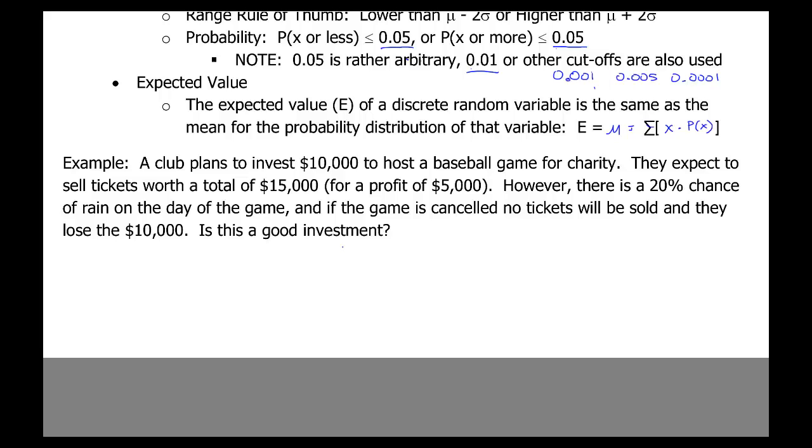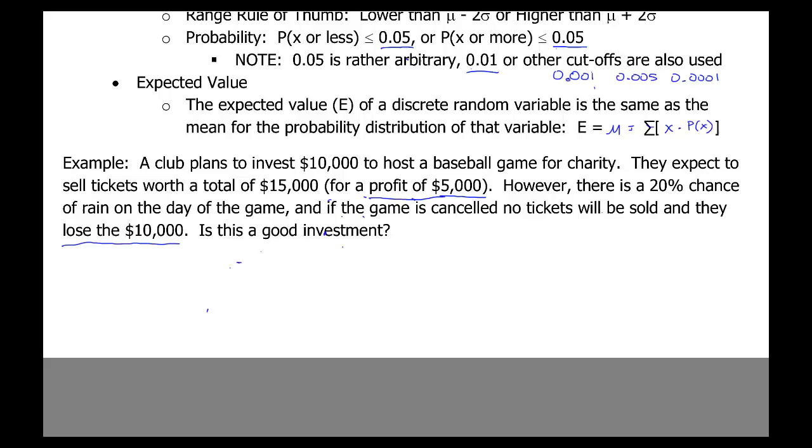So we have a club that wants to invest $10,000 to host a baseball game. Their ticket total will be $15,000, and that would give them a profit of $5,000. And there's a 20% chance of rain the day of the game, which means that they would sell no tickets and they would lose $10,000. So there's two potential outcomes for their investment of $10,000.